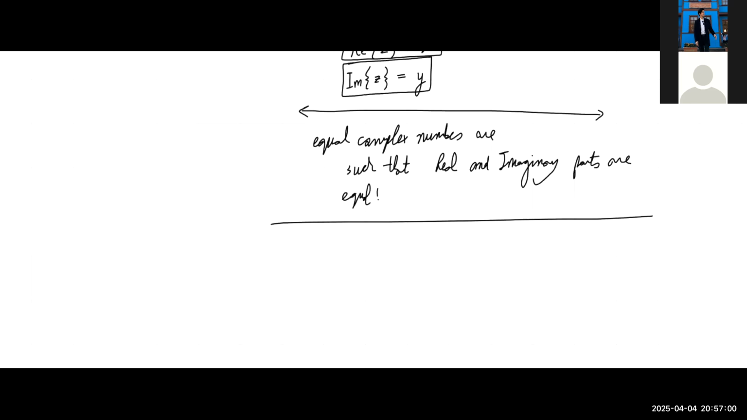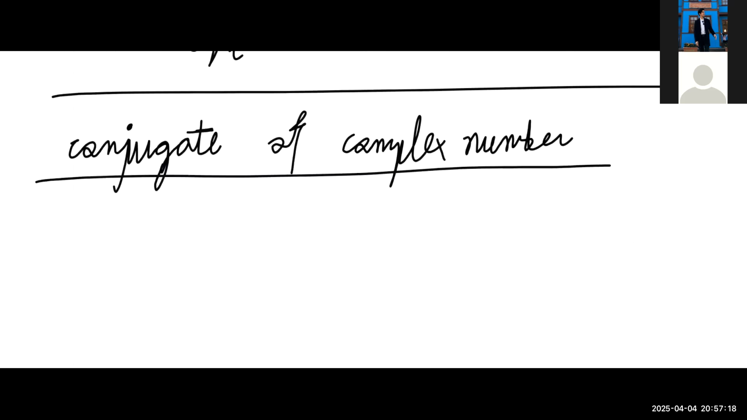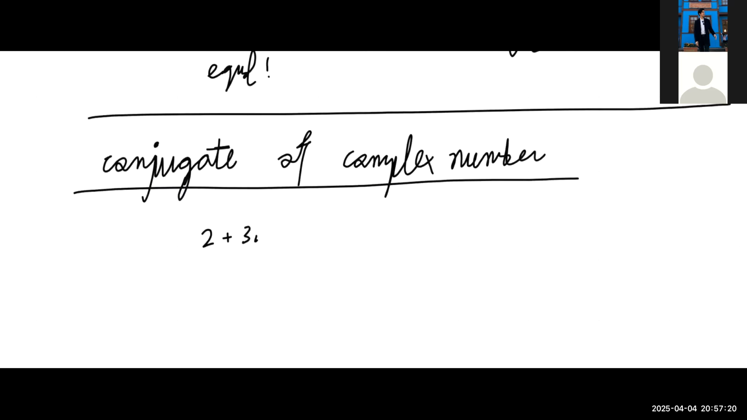Now, what is a conjugate? This is an important thing. Conjugate of complex numbers. Every complex number in the world has a conjugate, basically its cousin. How does it work? For example, 2 plus 3i has a conjugate, which is 2 minus 3i. Basically, just the flipped imaginary part. That's it. These two are conjugates of each other.